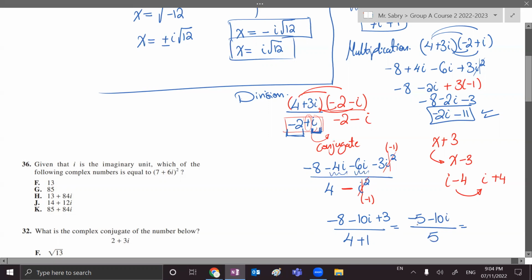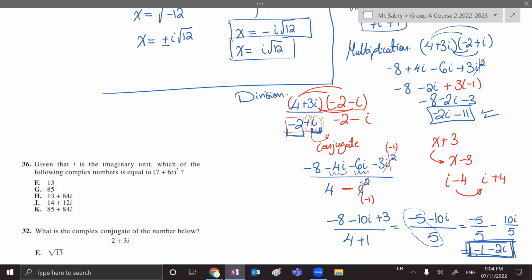Now I'm done, but I have to split them. So I take negative 5 over 5 minus 10i over 5. These can be simplified. Negative 5 over 5 is negative 1, and negative 10i over 5 is negative 2i. So this is your final answer: negative 1 minus 2i. Does this make sense? This is a long one, so please ask if you have any confusion.